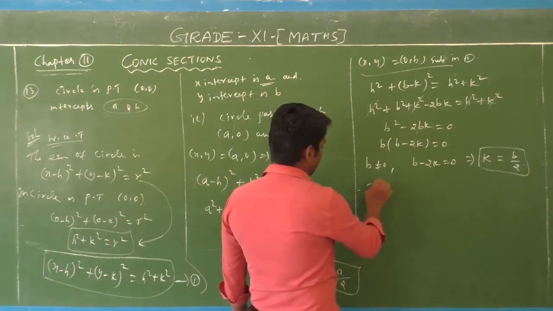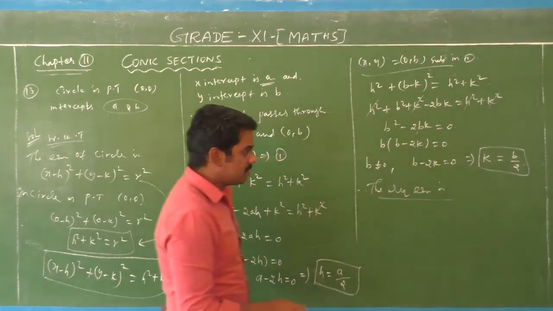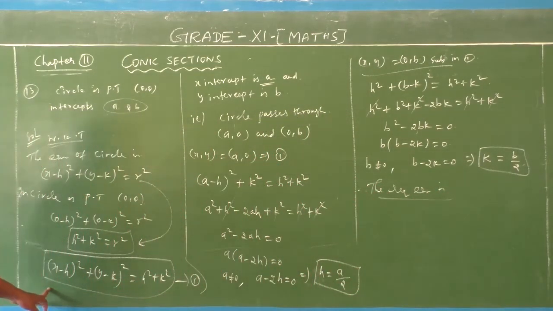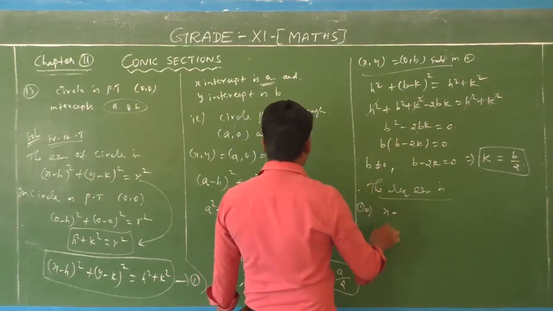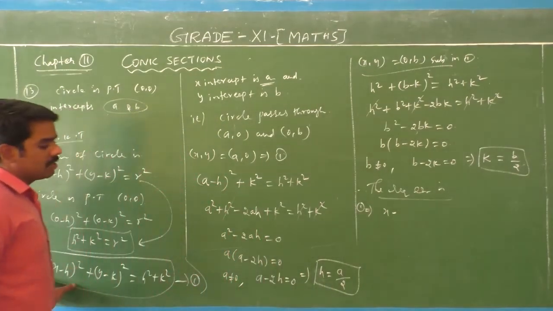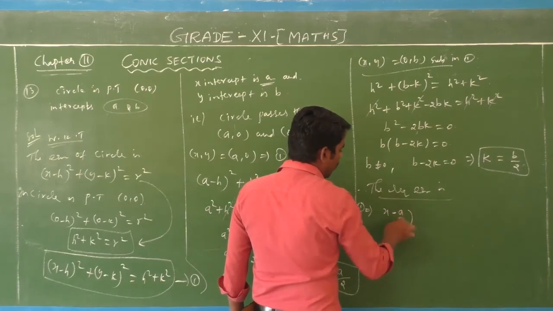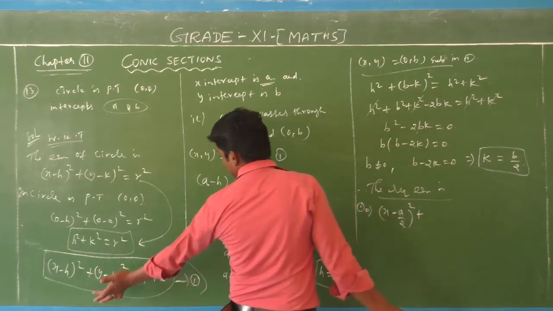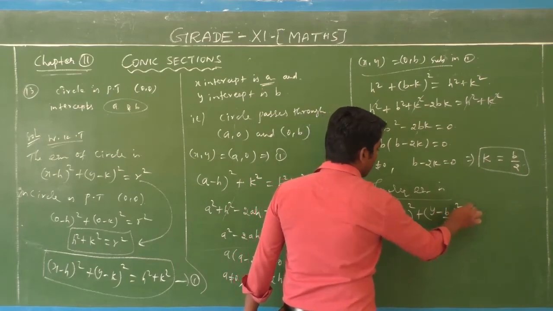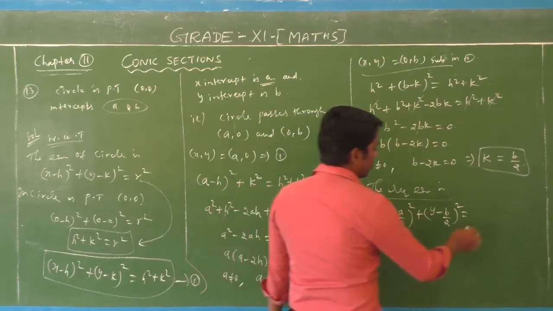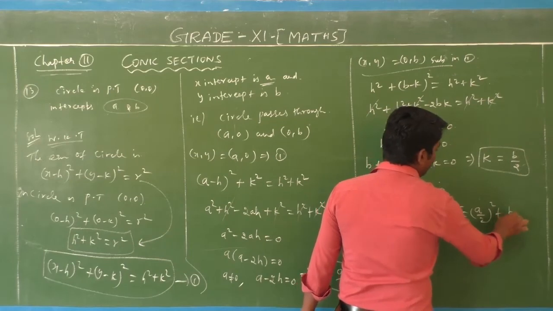So the values are h equal to a by 2 and k equal to b by 2. Therefore, the equation of the circle: substitute these values in equation number 1. x minus h the whole square, here h value is a by 2, so x minus a by 2 the whole square plus y minus k the whole square, where k value is b by 2, so y minus b by 2 the whole square equal to h square plus k square, that is a by 2 the whole square plus b by 2 the whole square.